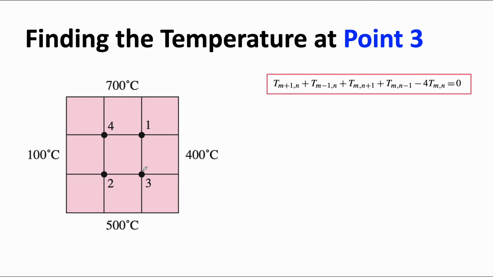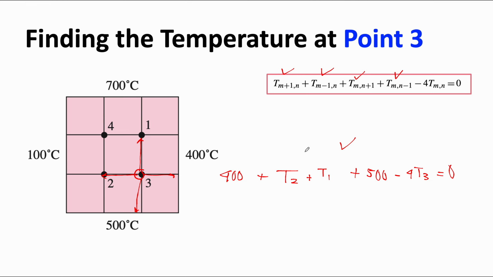Moving on to point 3 here. Tm plus 1 n to the right, 400, plus Tm minus 1 to the left, plus T2. So this is checked, this is checked. Tm n plus 1, we're going to the top, so this is T1. N minus 1, we're going to the bottom, which is 500. And lastly, minus 4 T3, because that is our origin point. So equals 0.